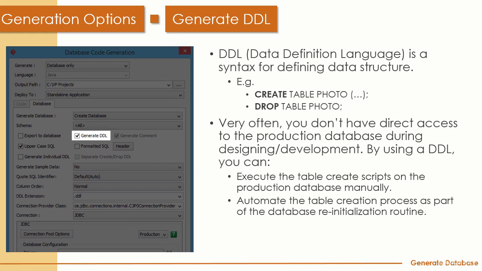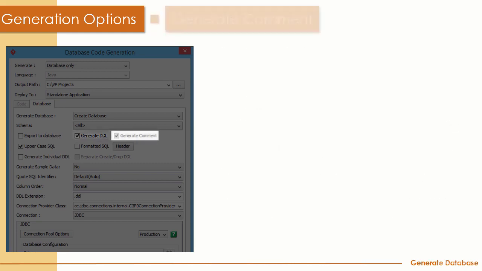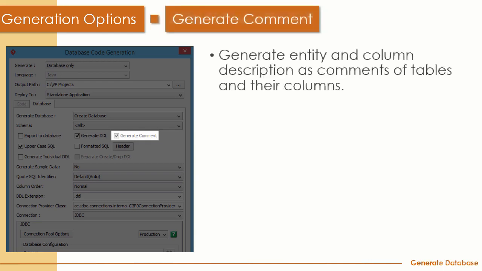And in the next lecture, we'll talk about how to patch the database, which is even more interesting, about automating the execution. You can generate the comment by ticking this box. It will generate the description of the entity and the column you put before into the script.